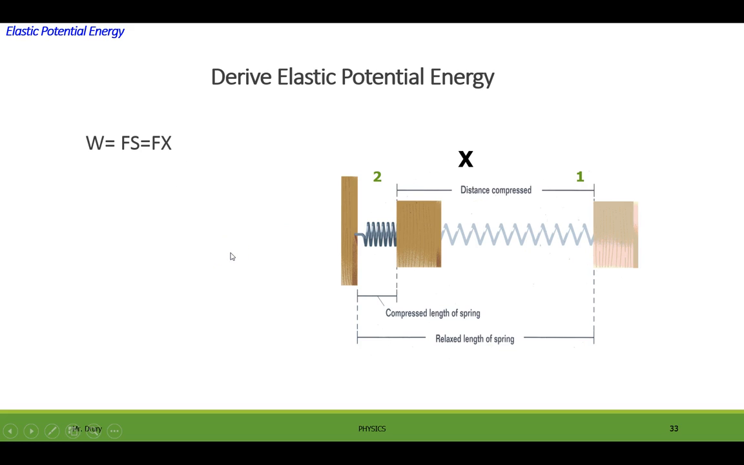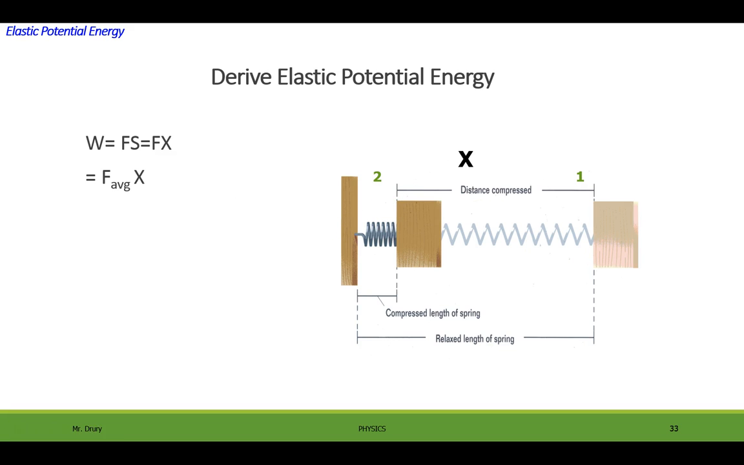So I want to know how much work we needed to compress it. And we know that work is equal to force times distance. In this case, let's call distance x. So it's force times distance. And we don't have to worry about the cosine of the angle because the angle to the direction of motion is 0, so it just drops out anyhow. Cosine of 0 is 1.